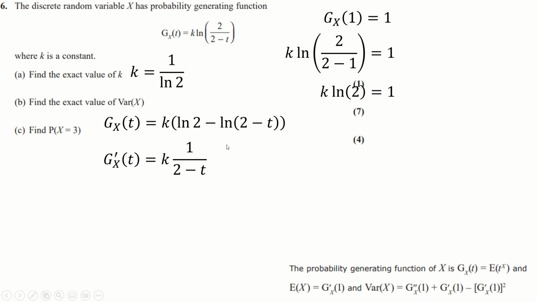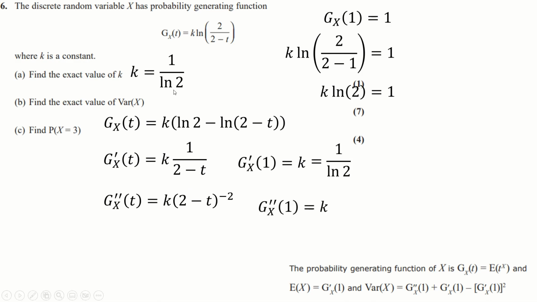This is 2 minus t to the power minus 1. The minus 1 comes down, becomes a minus 2. And then by chain rule, the derivative of this is minus 1, which cancels with that minus 1, and we just end up with this. Evaluate both of those things at 1, and we get just k both times, which is really nice. K, of course, is 1 over log 2.